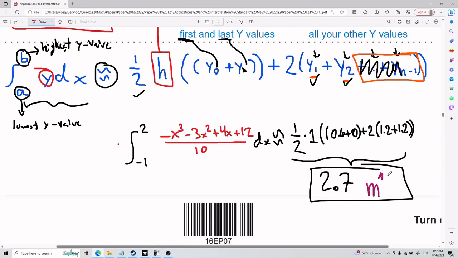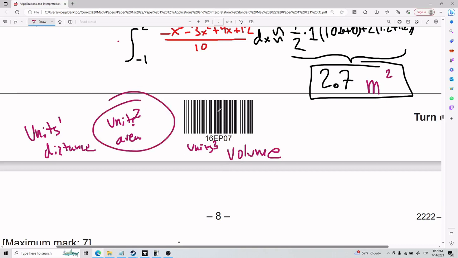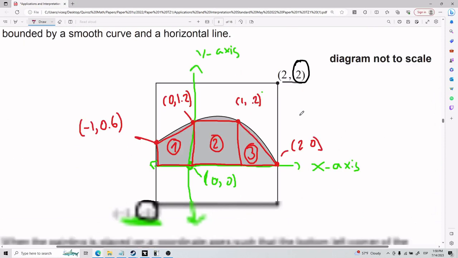Meters to the power of 1, squared, cubed? Squared. Quick lesson. If you have units to the power of 1, it is going to be distance. If you have units to the power of 2, it is area. If you have units to the power of 3, you should know it by now, it's volume. In this case, we are talking about area. That's why it's squared, 2.7 meters squared. That is part A.